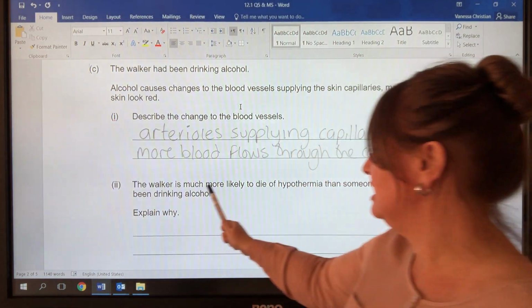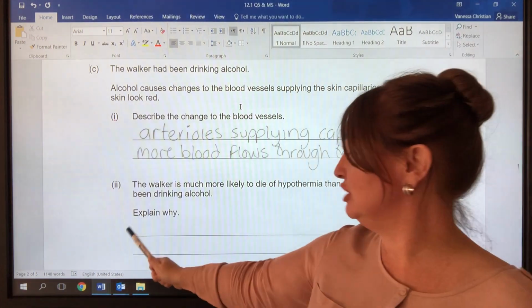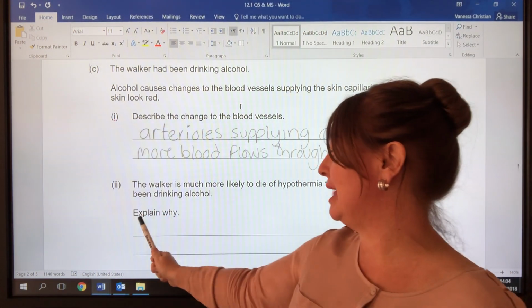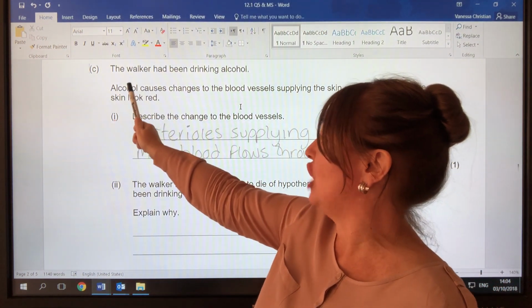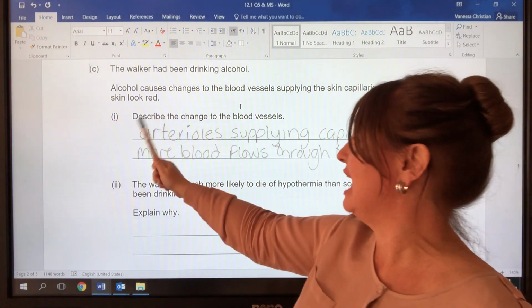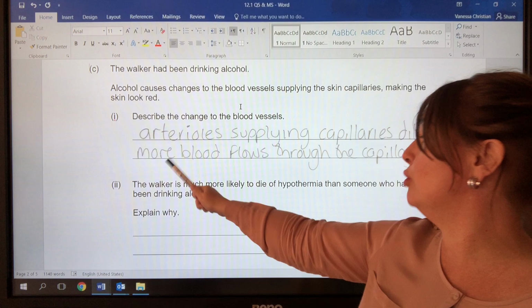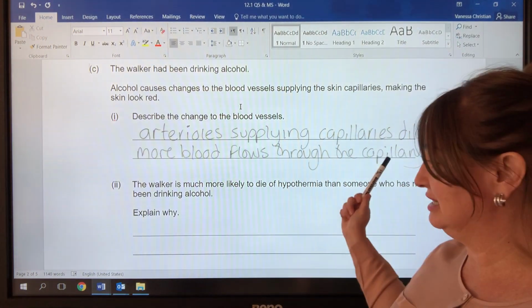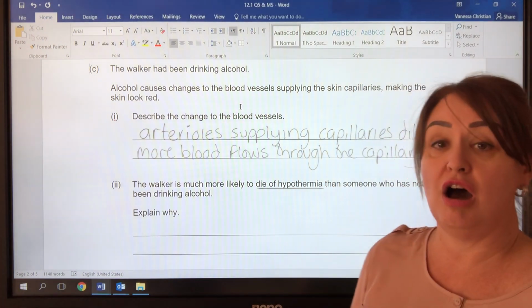It says, the walker is much more likely to die of hypothermia than someone who has not been drinking alcohol. Explain why. Well, in the question before, it told us that alcohol causes changes to blood vessels supplying the skin capillaries, making the skin look red, and that's because arterioles supplying the capillaries dilate and more blood flows through the capillaries. So, why are you more likely to die of the cold?